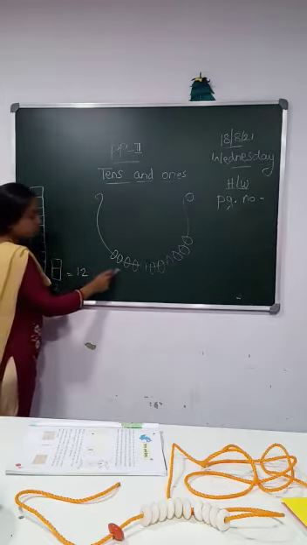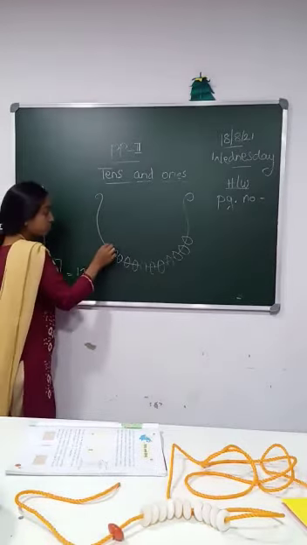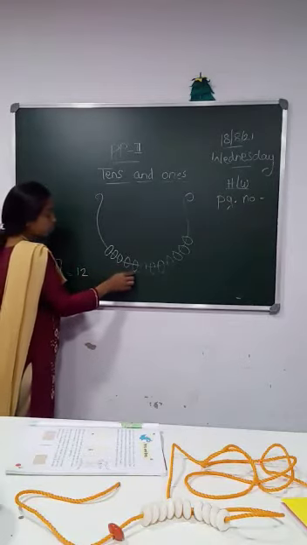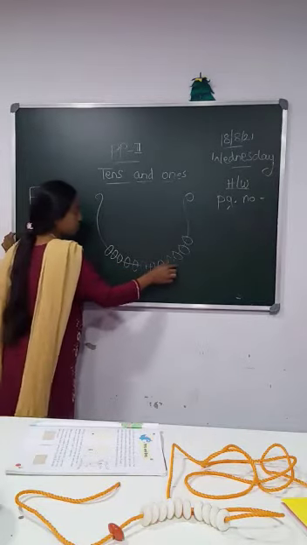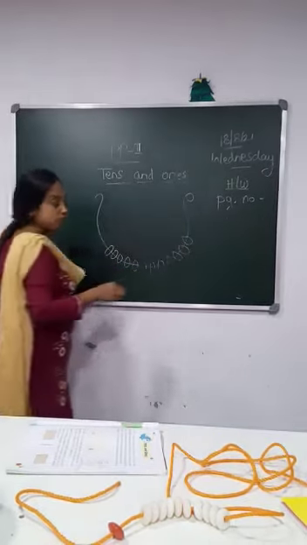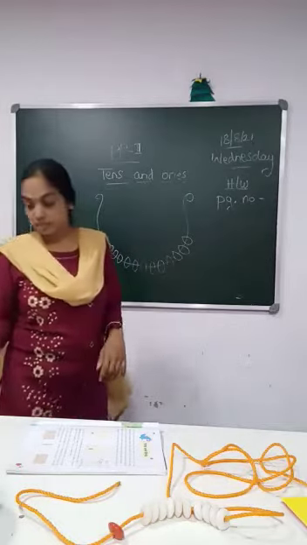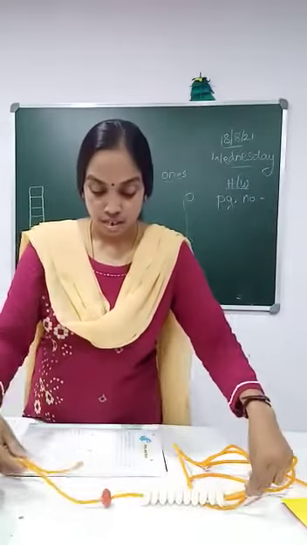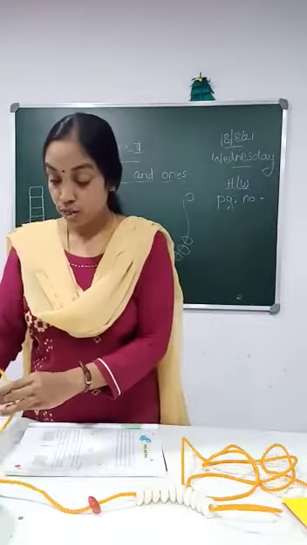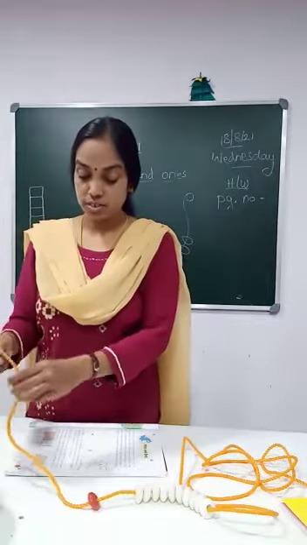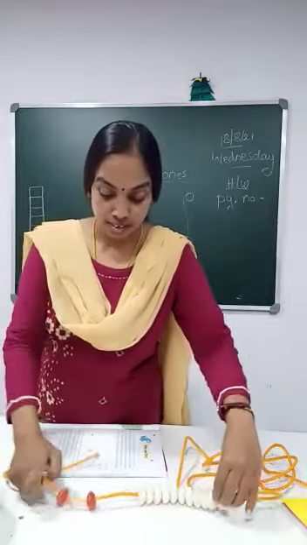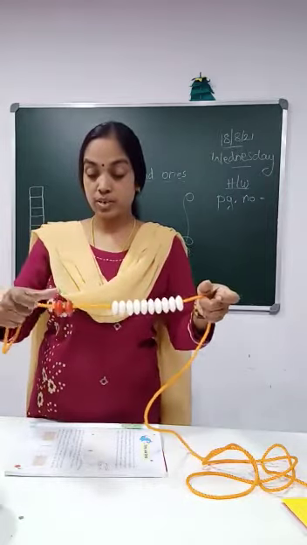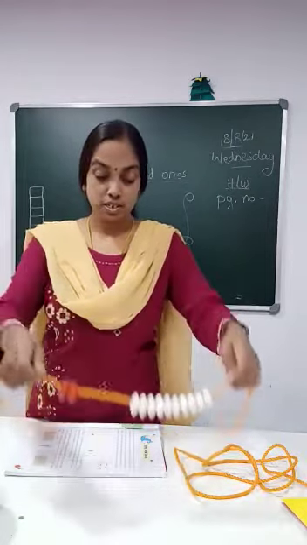Okay children, so here we have 11 beads. We are going to add one more bead to make it number 12. 1, 2, 3, 4, 5, 6, 7, 8, 9, 10, 11, 12. Okay children, so here it is 12 beads. And here we had 11 beads. Now we are adding one more bead to make it number 12. See, you can see here. Now this is 10 beads of one group. 11, 12.